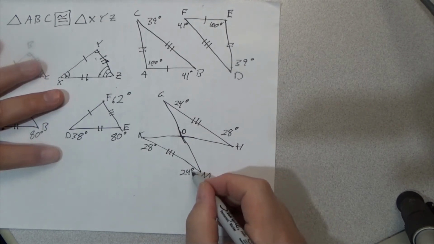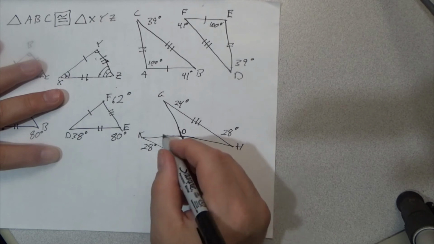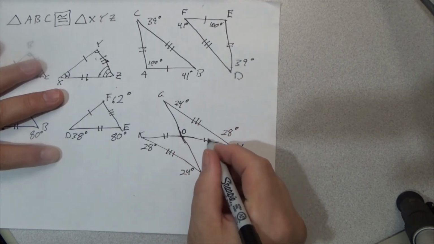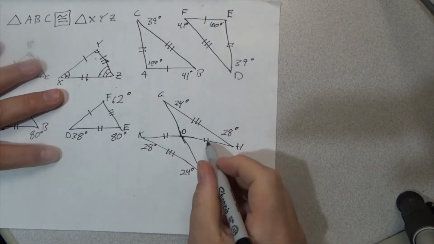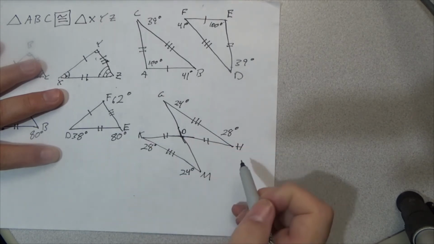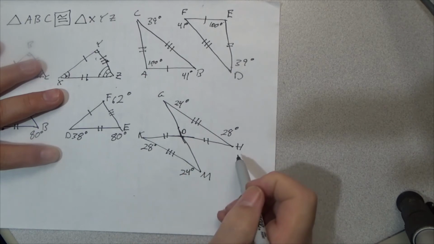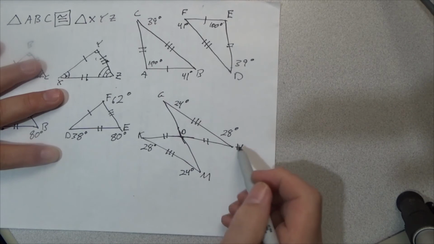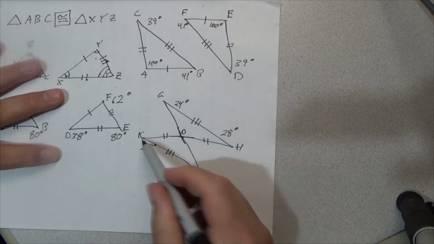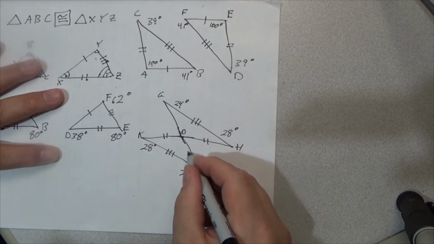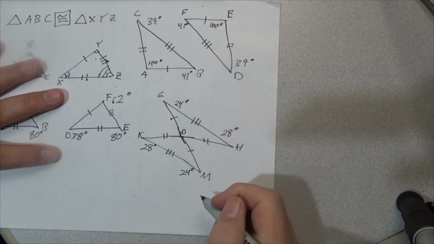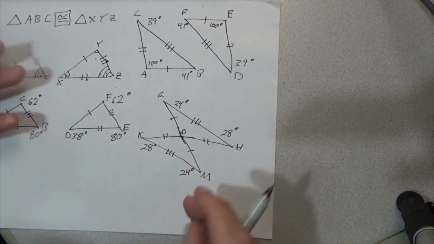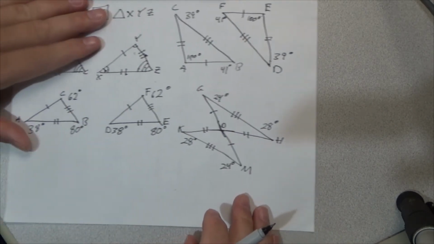Now, this is the angle 24, so this is opposite that, so I'll put 2 marks there. Here's the angle 24, this is opposite that, so I'll put 2 marks there. So these sides right here, KD is corresponding to DH, or HD, whichever order you want to put that. And then angle H and angle K are both 28, so this side right here and this side right there are corresponding as well.